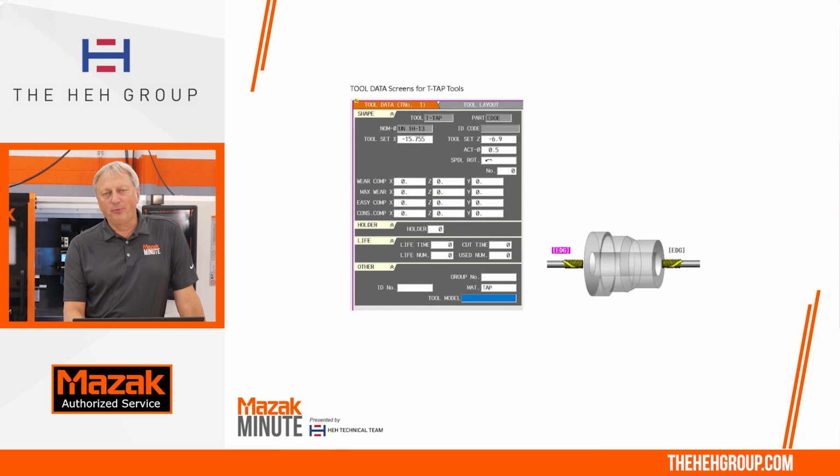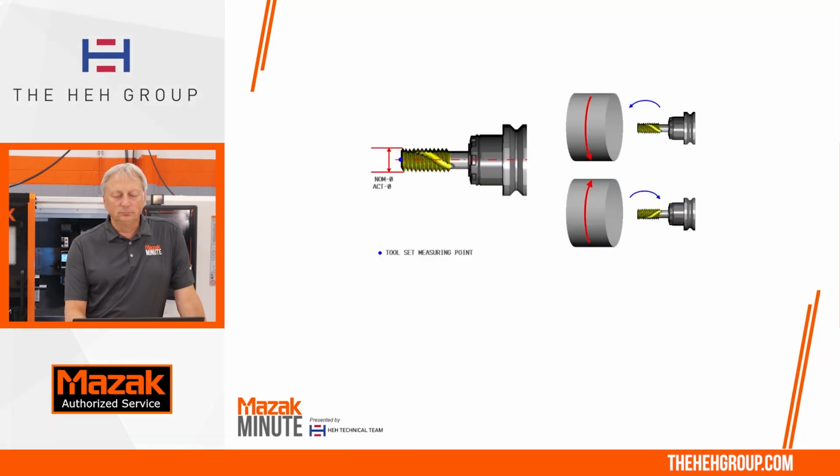The T-tap, just like the drill, you're seeing you're having an edge for the main spindle, and you're having the edge in a highlighted magenta color for the second spindle. Just like the drill, you're going to have spindle rotation, clockwise, counterclockwise. The tip of the tool you'll see as a blue dot, the center of the tap. That is where you're touching off the tool, off of the tool eye.